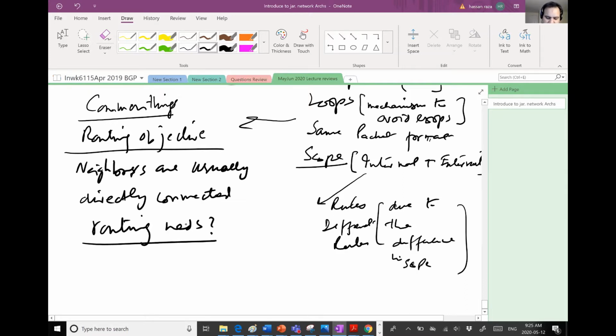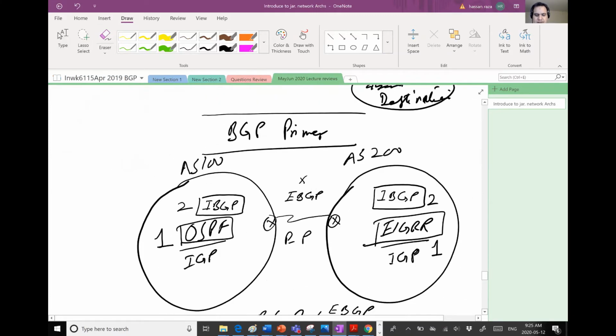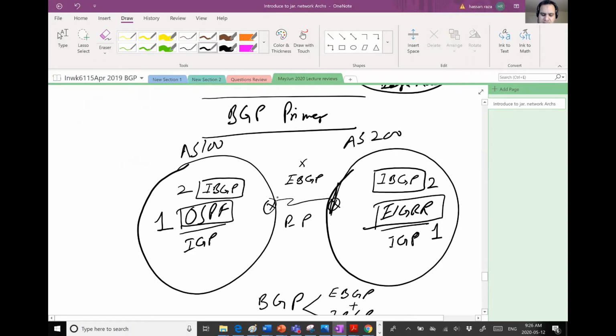Okay, if the neighbors are directly connected, then what are my routing needs? In my previous examples, for example in unicast routing, my need is that I don't know indirectly connected destinations, so I want to reach them through my directly connected next hops. Same was true in multicasting, but now I have a different problem. My neighbor is directly connected to me, and I do not go beyond. As EBGP, I do not go beyond this. So usually in BGP, the neighbors are directly connected.